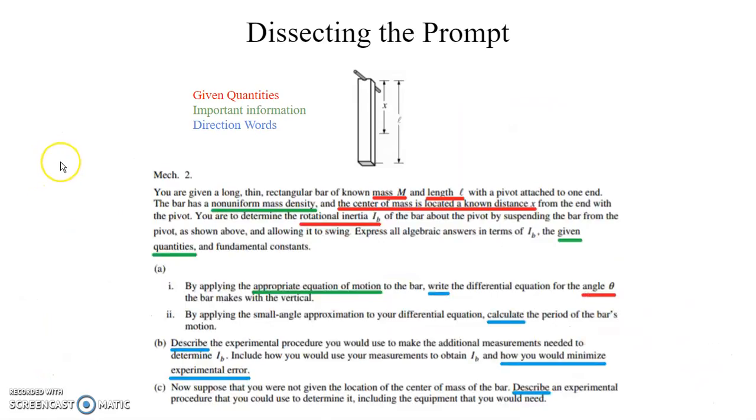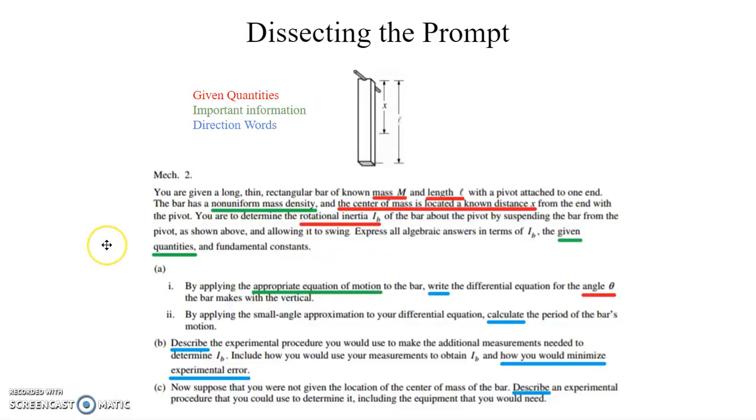So let's begin with the FRQ itself now. I've gone ahead and dissected the prompt myself, although I want to read it first and then explain what you guys should be looking for when you take an FRQ similar to this as well. So you're given a long, thin rectangular bar of known mass m and length L with a pivot attached to one end. The bar has a non-uniform mass density, and the center of mass is located a known distance x from the end with the pivot.